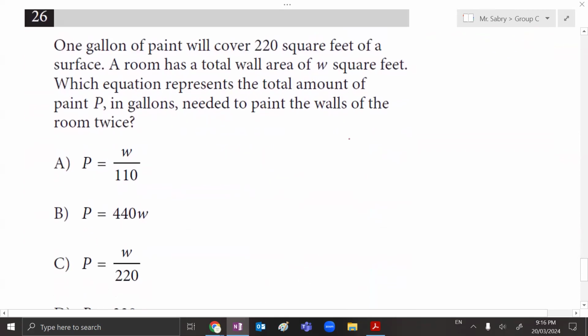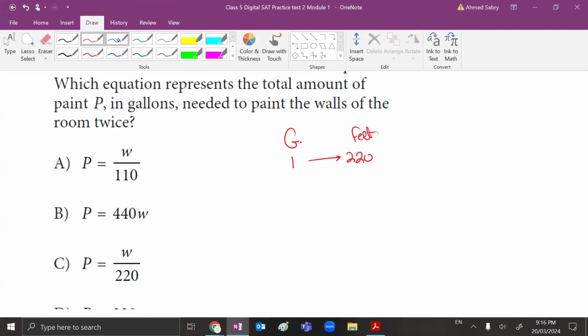26. 1 gallon of paint will cover 220 square feet. So I'll put here gallons, feet. Apparently, 1 gallon covers 220 feet. That's how I write them before I read the rest.